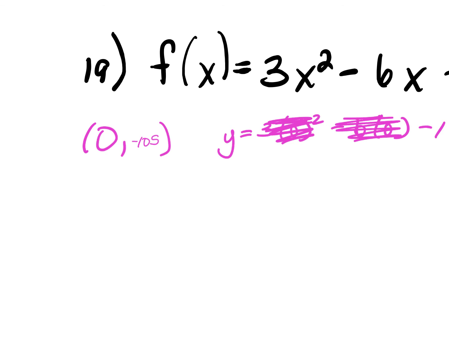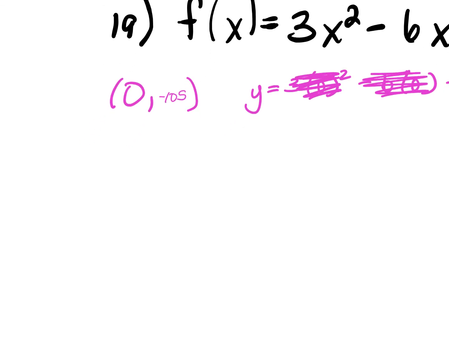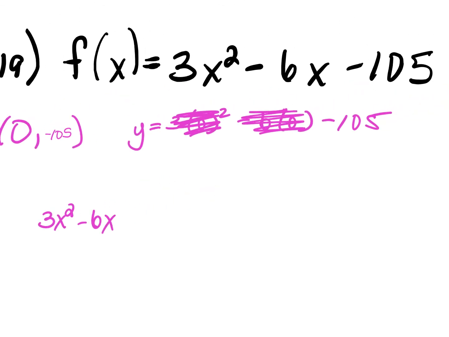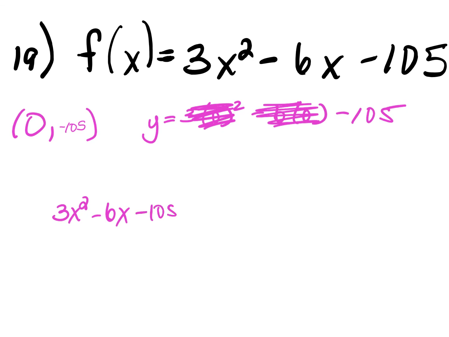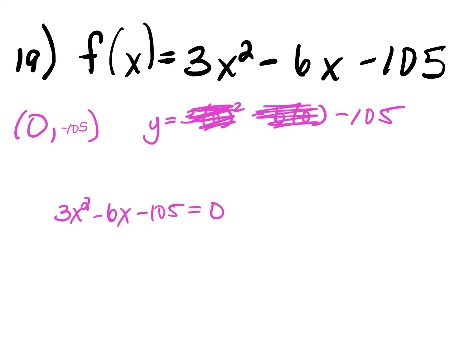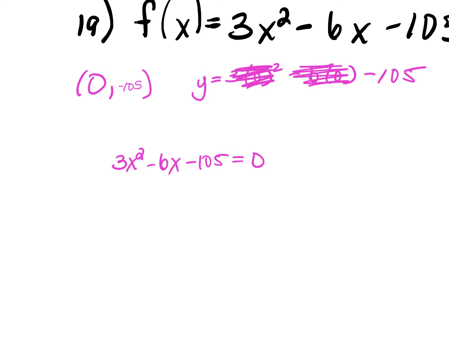Now I'm going to plug in 0 for y. So 0 equals 3x squared minus 6x minus 105. What do we do here? Hold on one sec. You guys, if I have a squared and an x, we've got to factor.